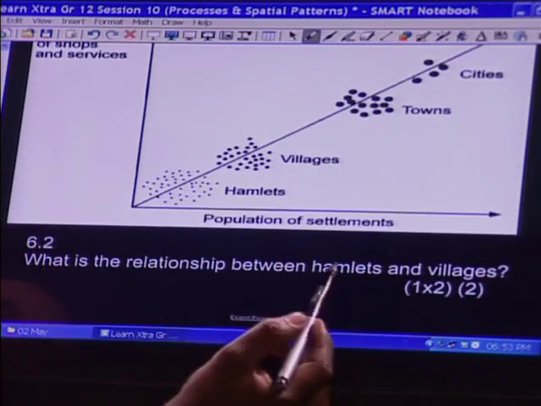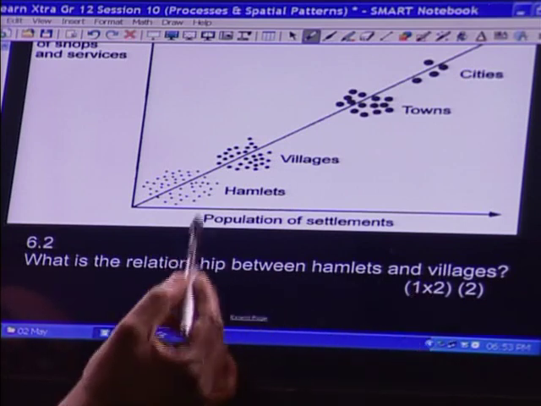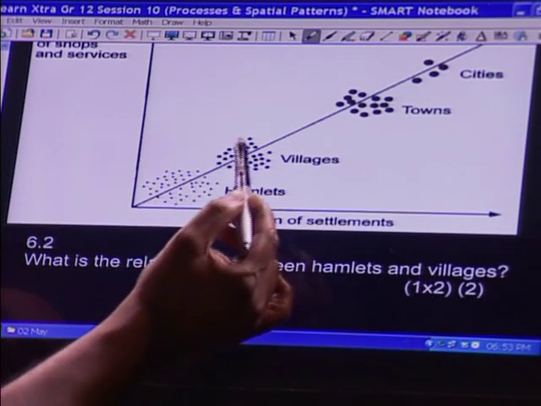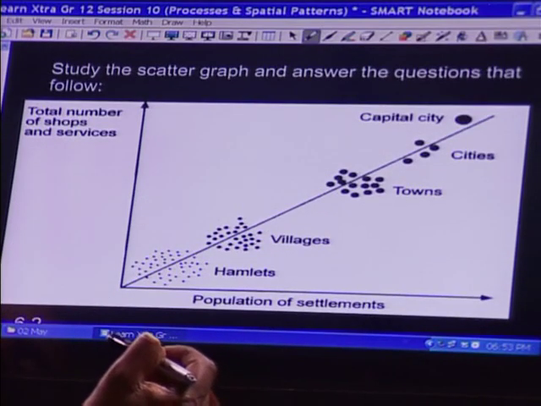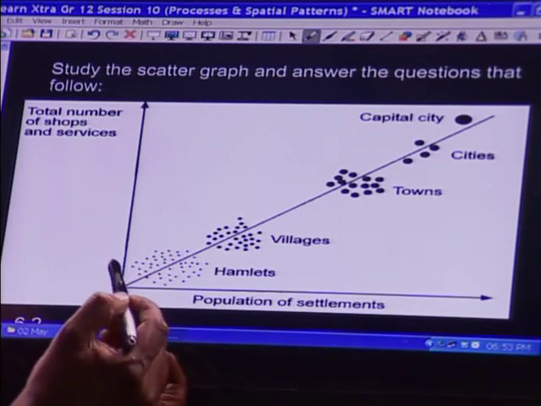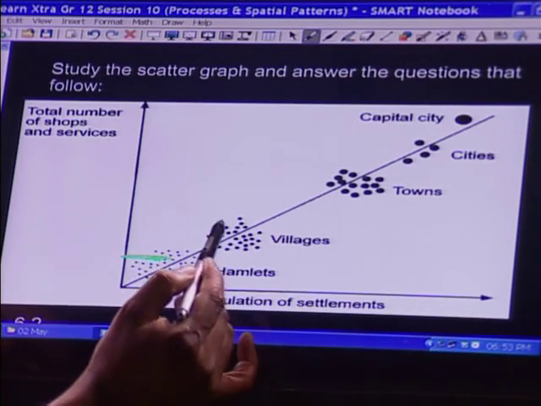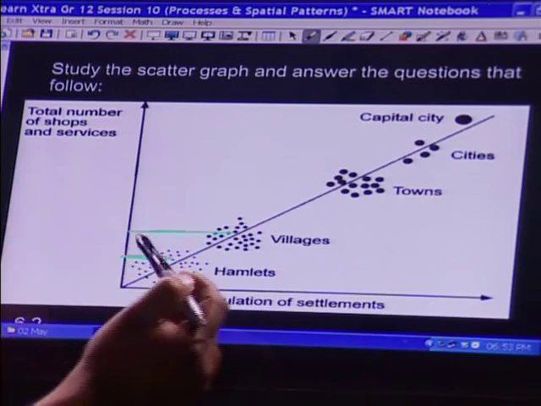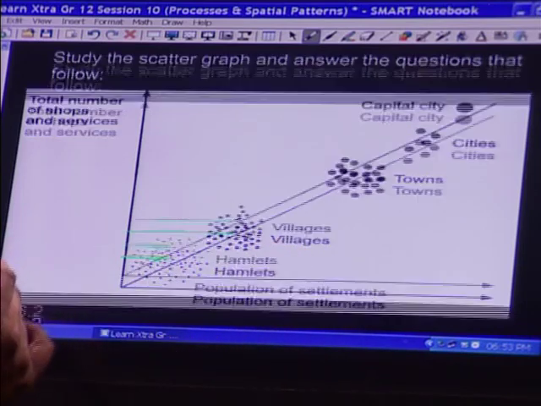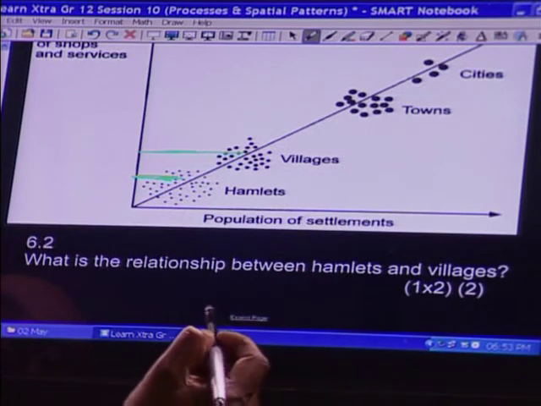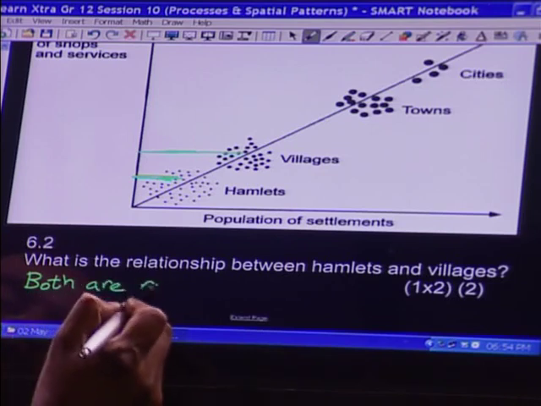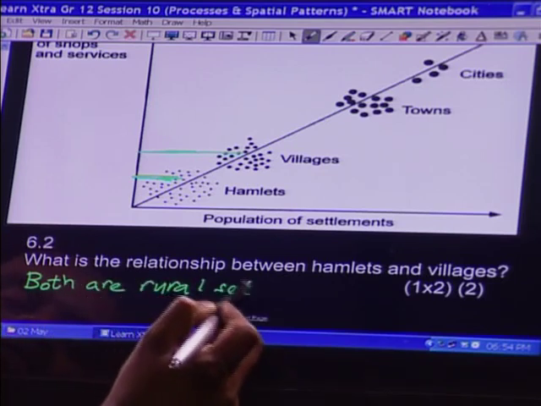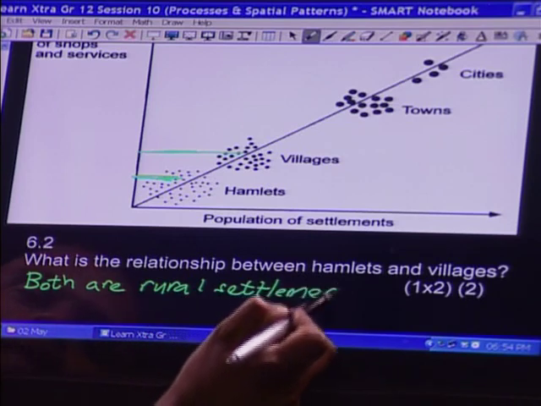What is the relationship between the hamlets and villages? If you note, the hamlets have a lower population, whereas the villages have a higher population. In terms of the number of services, the hamlets would have a lower number of services, whereas the villages would have a higher number of services as compared to the hamlets. What is the relationship between the two? Both are rural settlements. Let's move on to the next question.